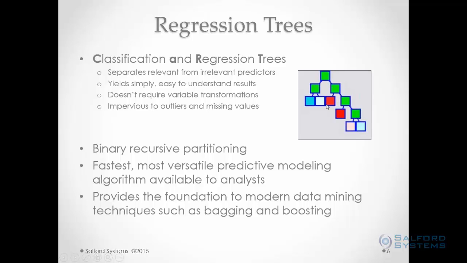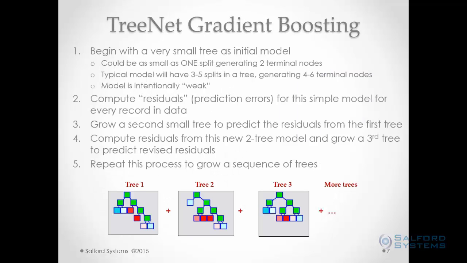So in the process, it separates relevant from irrelevant predictors. The results are simple and easy to understand in the form of this tree that you see to the right. You don't need to do any variable transformations on your own, and it's also impervious to outliers and missing values. So there are several advantages here to using a regression tree. CART has become known as the fastest, most versatile predictive modeling algorithm available to analysts, and it's the foundation to modern data mining techniques such as bagging and boosting. And boosting is what we'll be looking at and actually using on our data set today.